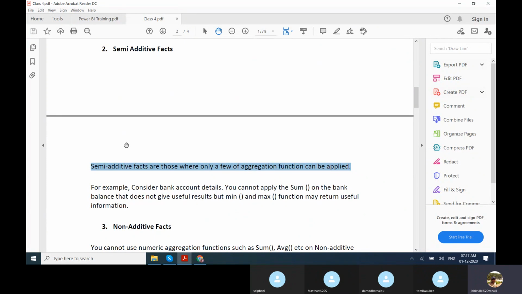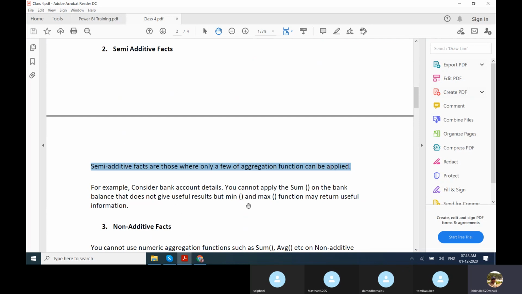For example, consider bank details. You cannot apply sum on a bank balance. That does not give a useful result, but minimum and maximum functions may return useful information. Take an example: in your bank you have 10,000 rupees. If you do a sum, it will work, but it won't give a useful result. Some functions we cannot apply usefully.